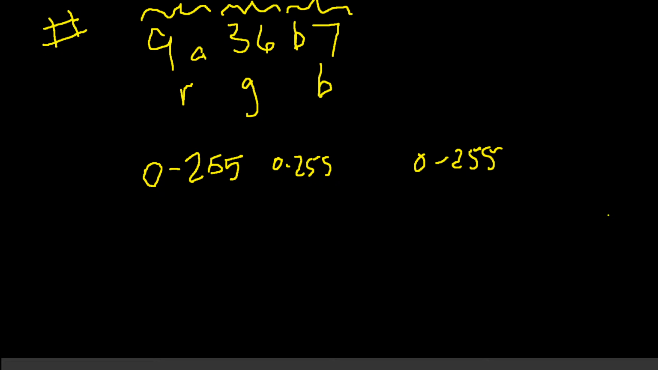So that means that the number of colors that we can represent here with 6 characters is 256 cubed. And if you do the math on that, that's 256 times 256 times 256, which is 16,777,216. Thereabouts. So we can represent that many colors.